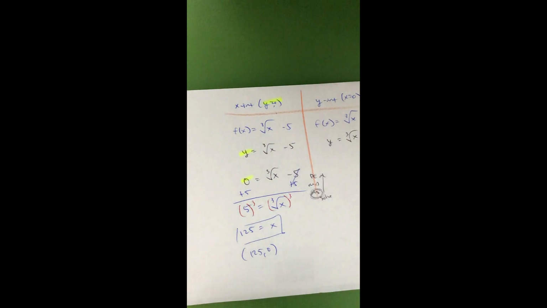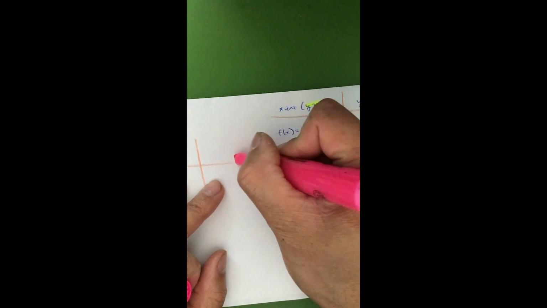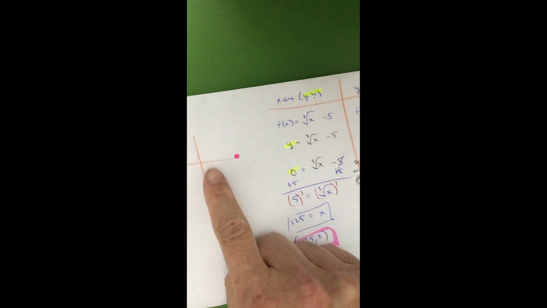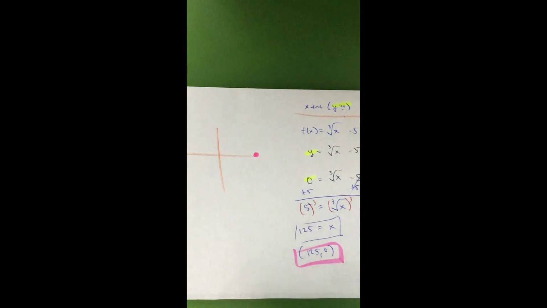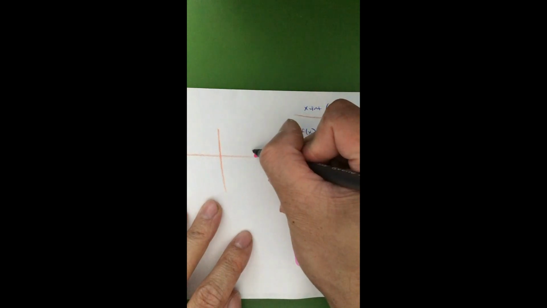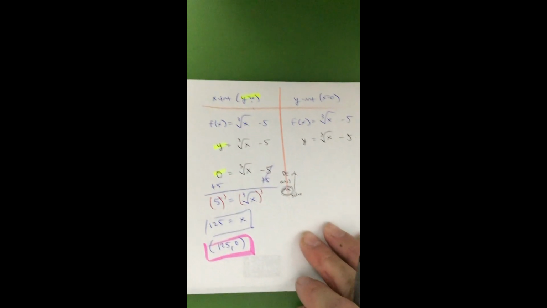Okay? Pink, 125, comma 0. See, that's a good thing about having conceptual graphs with no numbers on the little coordinates, the tick marks, because then you don't have to sit there and draw 125 of those. Does that make sense?